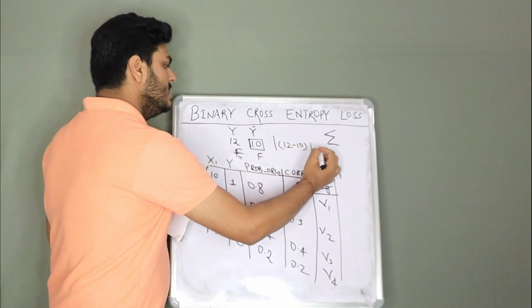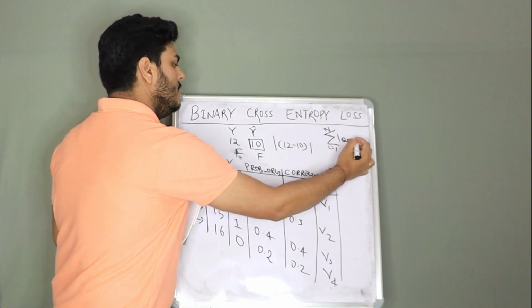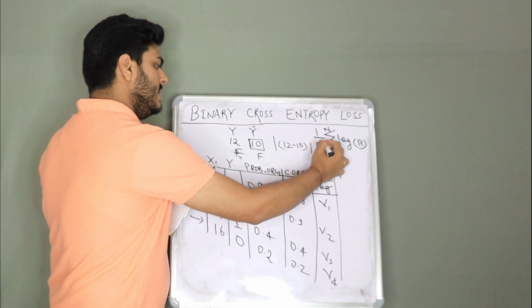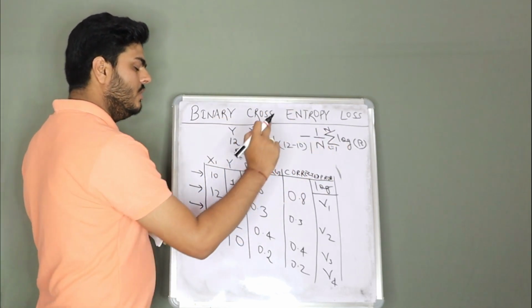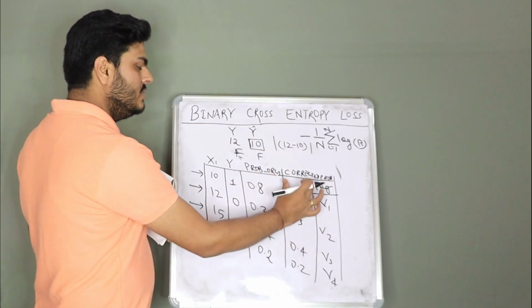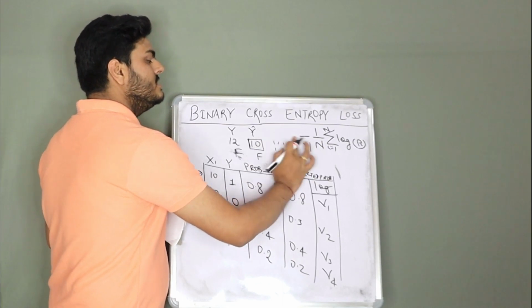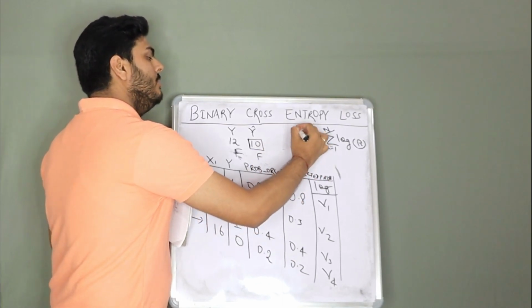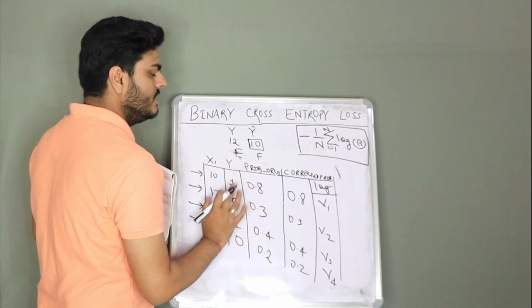So you can say summation of i equal to 1 to n of log of pi, multiplied by 1 by n, and we add a negative in front because most of all of these log values will be negative, since all these values are between 0 and 1. So to negate that, this negative sign is there. So this is the binary cross entropy for this particular example.